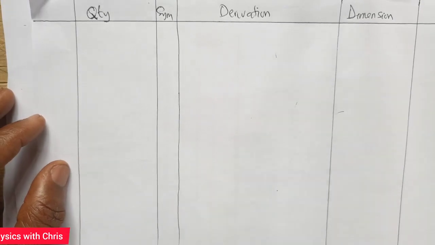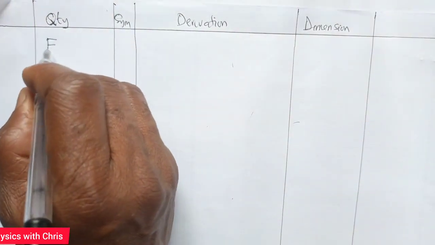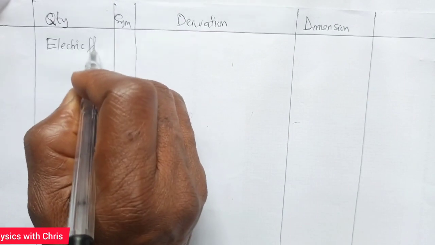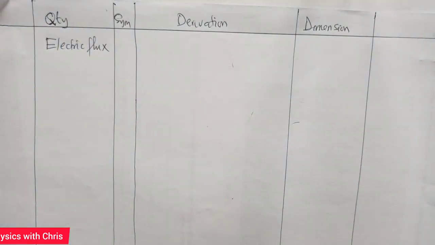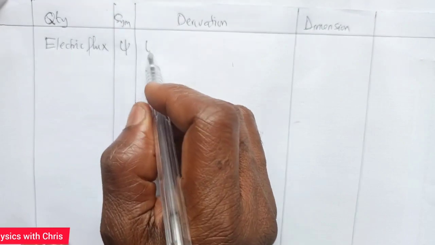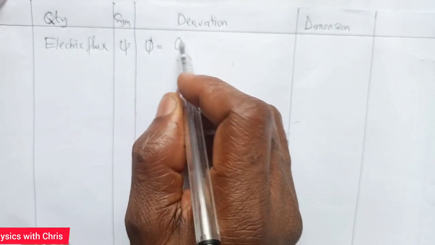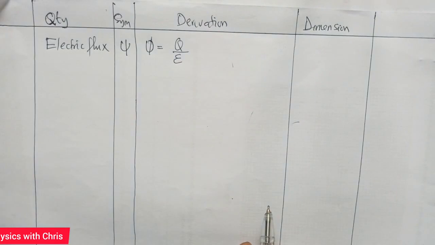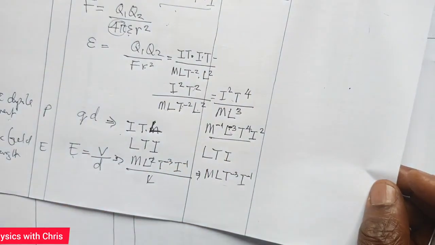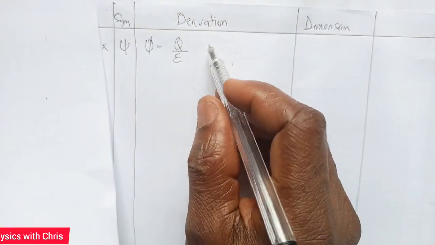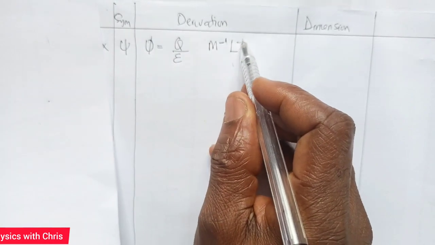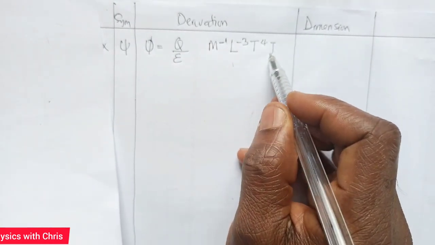Electric flux. What's the dimension of electric flux? Now let's continue with the dimension of electric flux. That is electric lines of force, also called electric flux. It is the number of lines of force passing through the unit area at right angles to the area. Now electric flux is given as charge over permittivity. We've already dimensioned permittivity. The dimension of permittivity is this: M raised to power minus 1, L raised to power minus 3, T raised to power 4, and I squared.